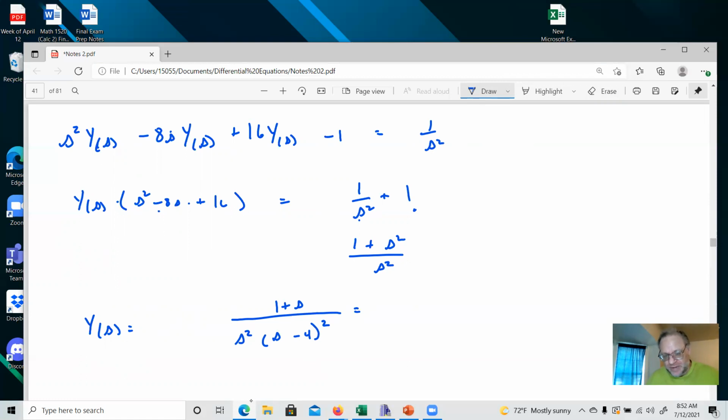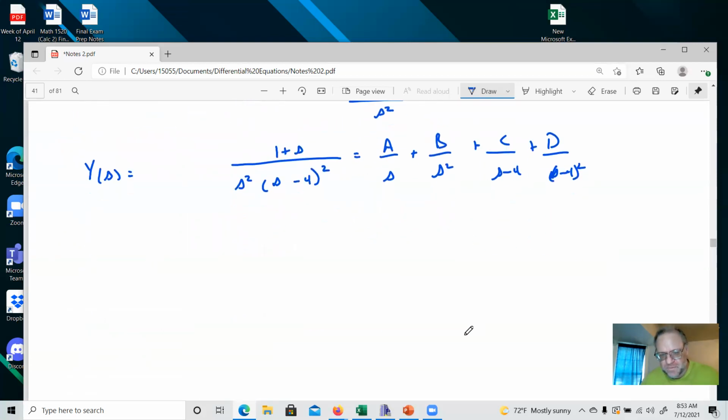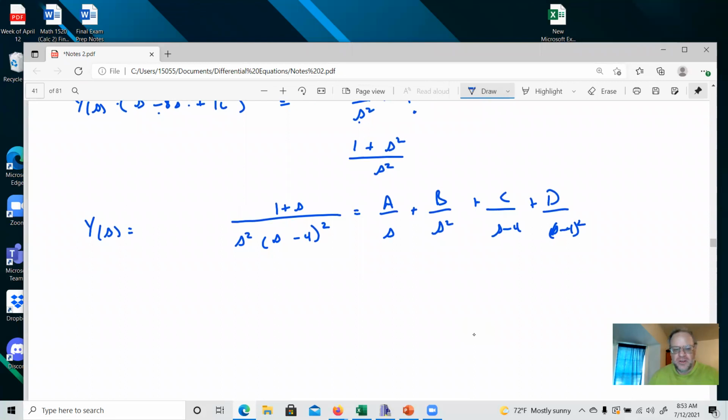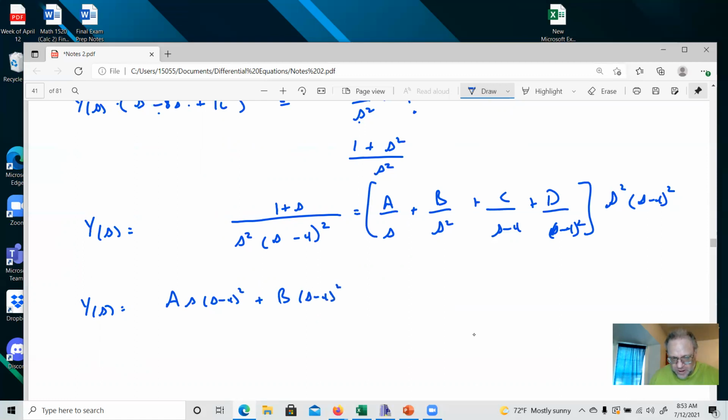And again, this is how we deal with the repeated roots. So we have A over s plus B over s squared plus C over s minus 4 plus D over s minus 4 squared. Right, now I haven't done this problem yet, so I don't know what the best way is going to go here. What I'm relying on is the way I usually do these problems, and that's to multiply by s squared, s minus 4 squared, and then we'll see how we go. So we have Y(s) equal to As(s minus 4) squared plus B(s minus 4) squared plus Cs squared(s minus 4) plus Ds squared, and this is all equal to 1 plus s squared.